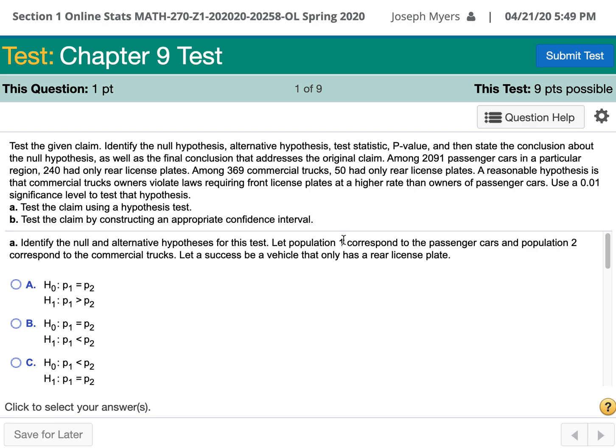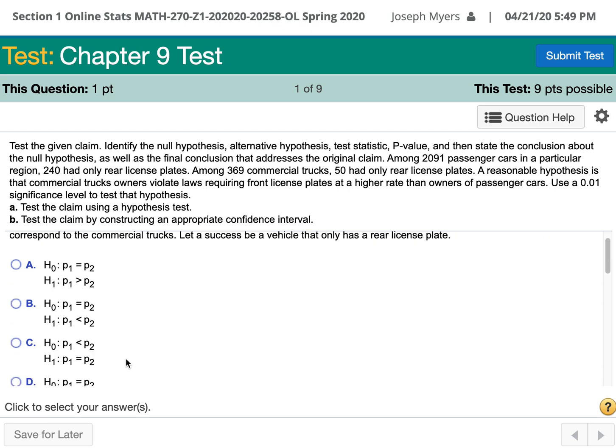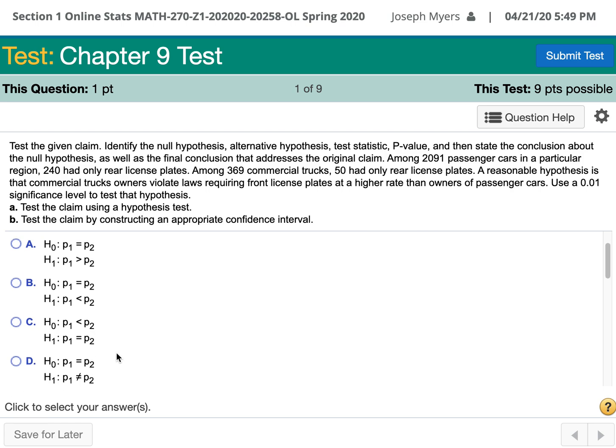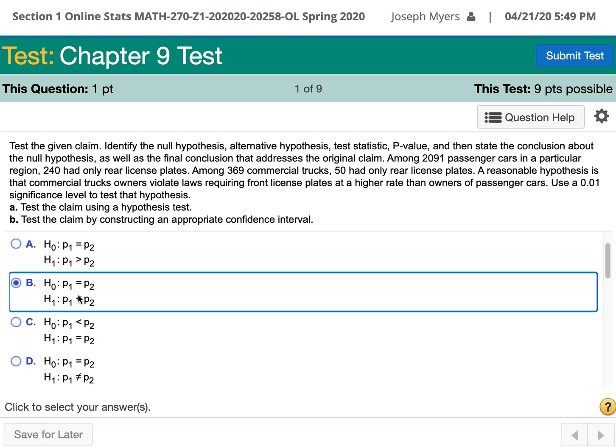So it says population 1 is passenger cars. So if the trucks violate the laws at a higher proportion, then that means the passenger cars would be a lower proportion than the trucks. So population 1 should be a lower proportion than population 2. So we're testing the hypothesis to see if population 1 is lower than population proportion 2.